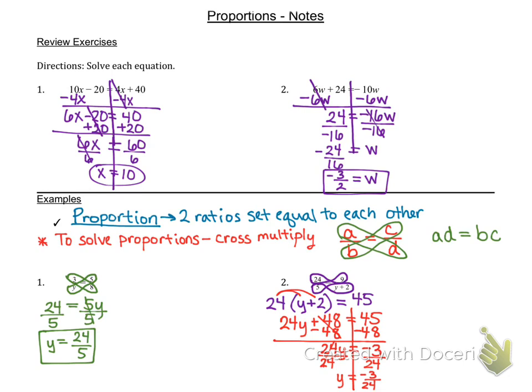But we can simplify that fraction, so I'm going to rewrite this. -3 over 24. And I can divide both the top and the bottom of the fraction by 3. So -3 divided by 3 is -1. 24 divided by 3 is 8. So our answer for this one is y equals -1/8.